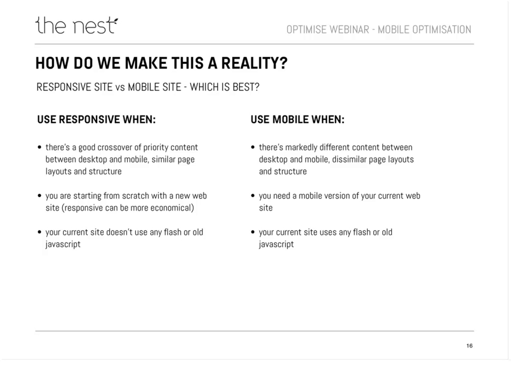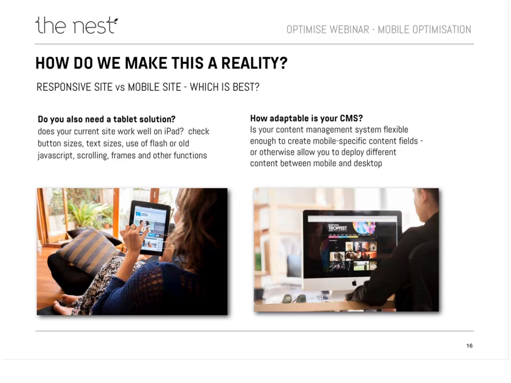So to recap there, I think we're using responsive when you're either starting from scratch or you've got a reasonably recent website and you think that the content is broadly similar. If I was using a very broad brushstroke here, I would say you'd probably use responsive when it's either new or recent. Use mobile if you've got an existing site that's a little bit older. That's probably a reasonably good brushstroke to work with.